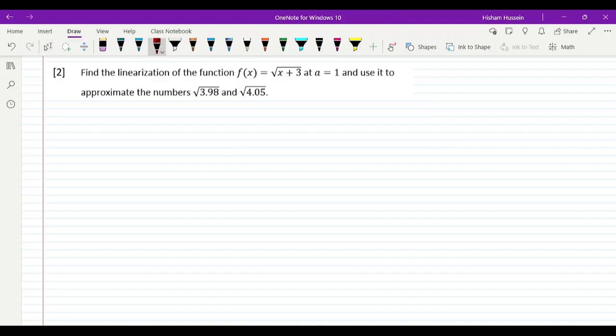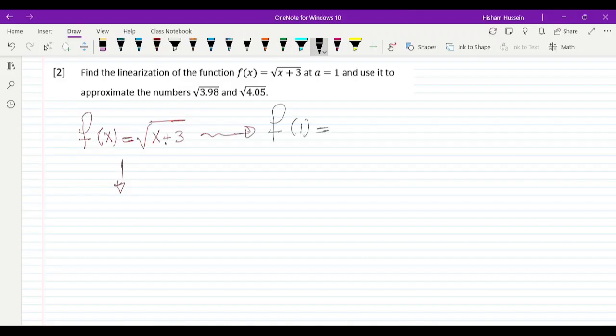Okay, so step 1, here we have a function f of x, which equals root of x plus 3. Step 2, find f at the point of tangency. F at the point of tangency is f of 1. F of 1 here equals root of 1 plus 3, which is root 4, so it's 2 at the end.